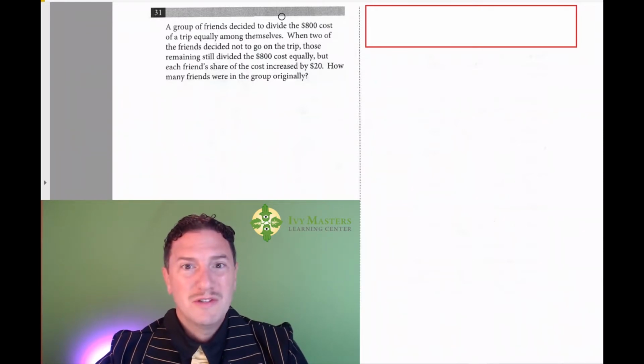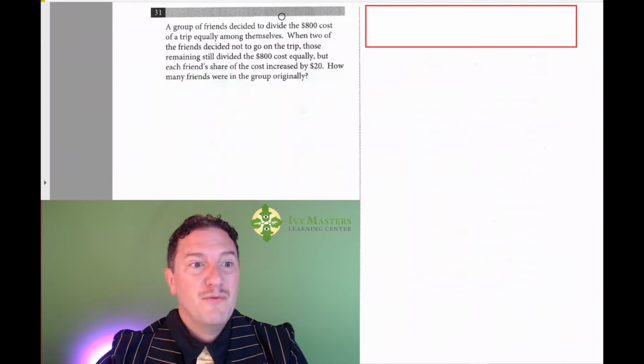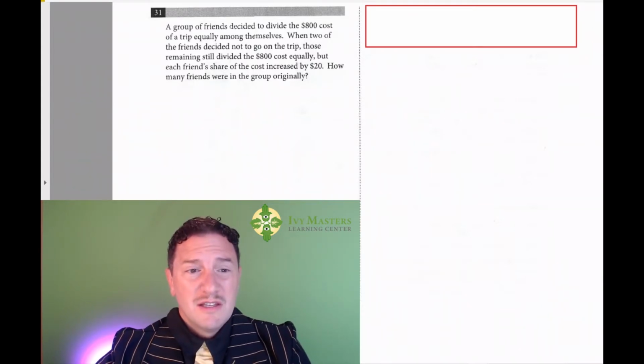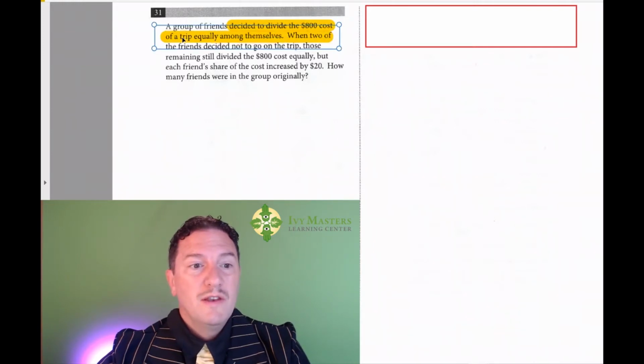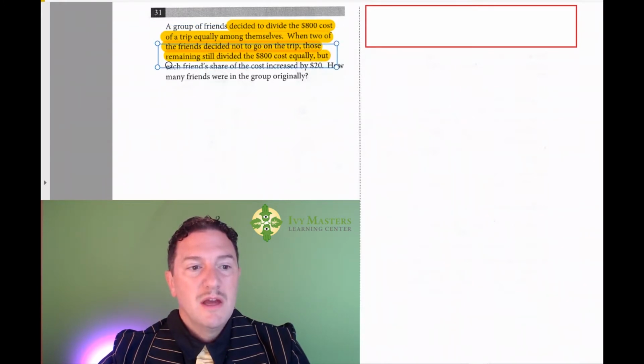Wrong. 31's a tough one on test 6, section 4, and it reads: a group of friends decided to divide the $800 cost of a trip equally among themselves. When two of the friends decided not to go on the trip, those remaining still divide the $800 cost equally, but each friend's share of the cost increased $20. How many friends were in the group originally?